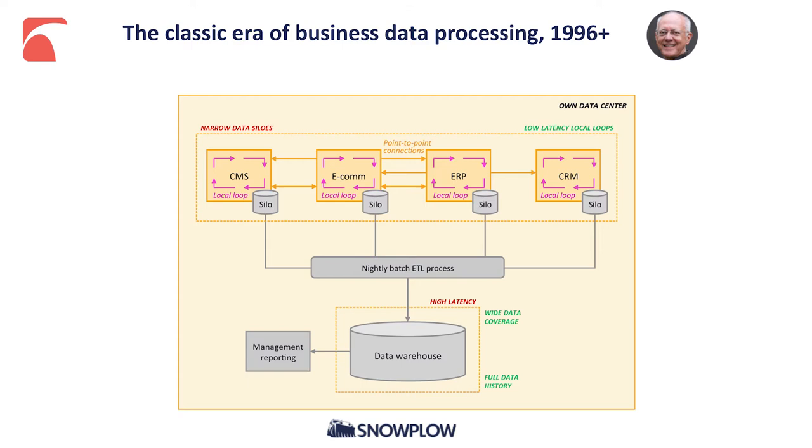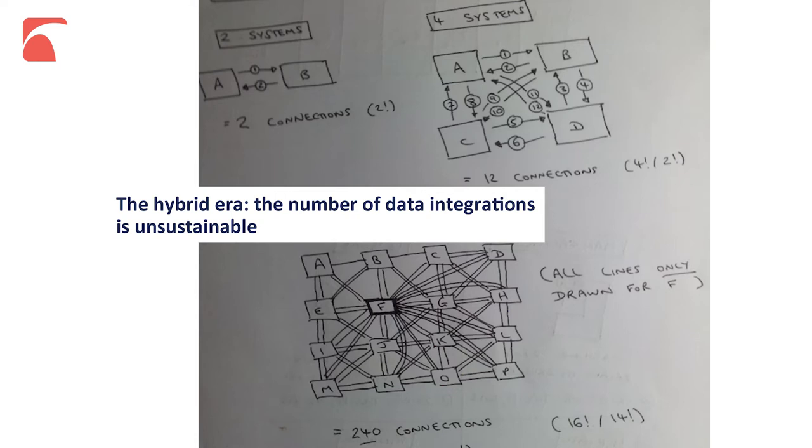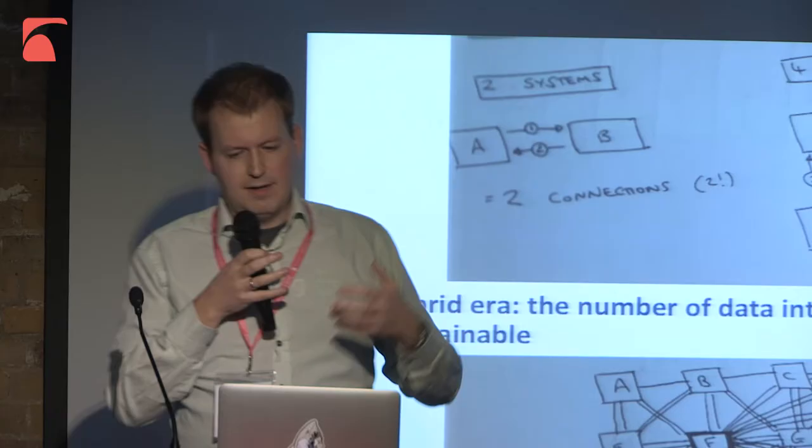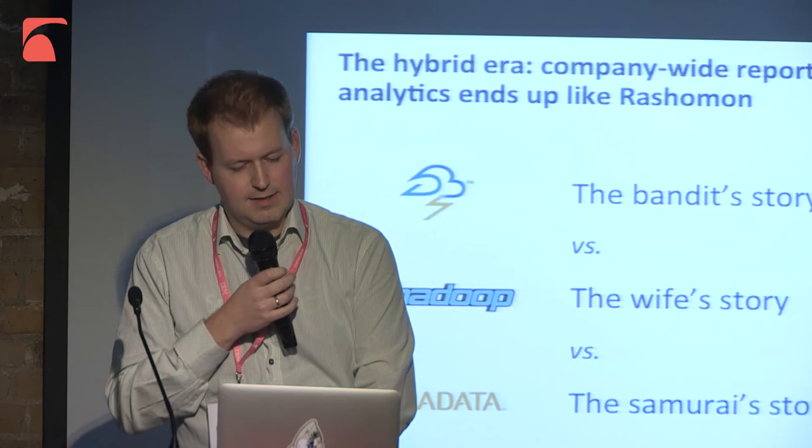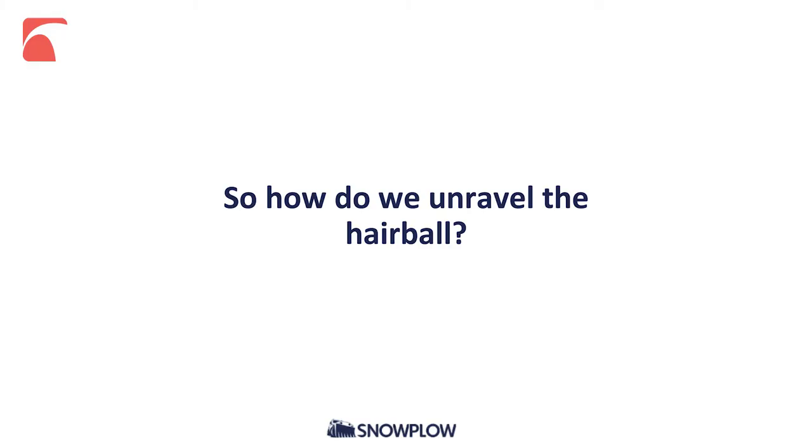So in the hybrid era, we've got a lot of new technologies that allow us to do cool new things like product recommendations, real-time monitoring of our systems, or building a massive data lake in Hadoop. But we're getting a lot of complexity as those point-to-point things increase. And we're also dealing with that Rashomon-like issue. So the question then becomes, how do you unravel the hairball? Because you're dealing with a massive hairball.